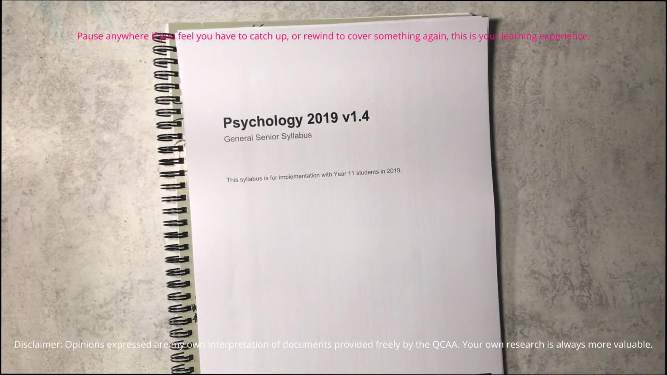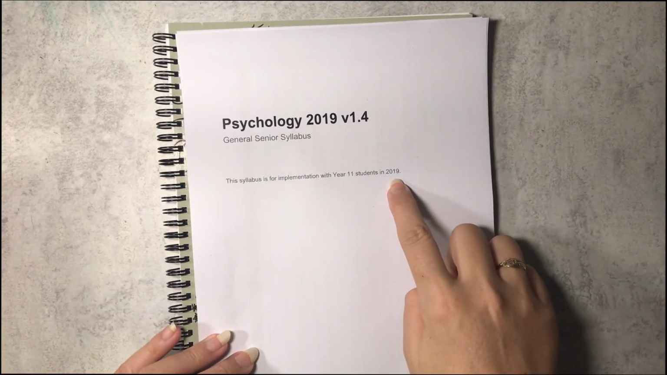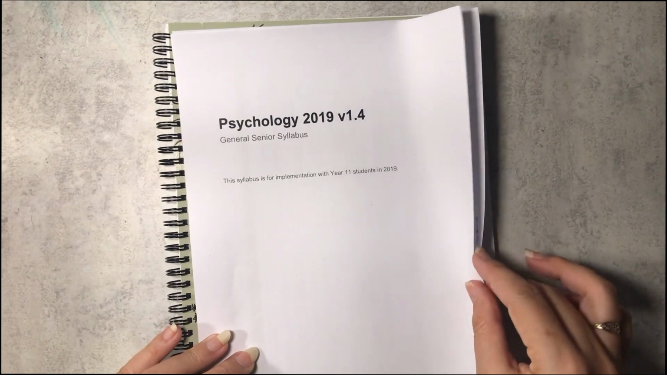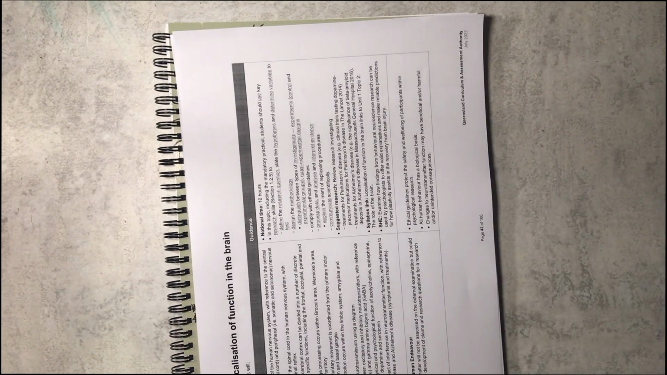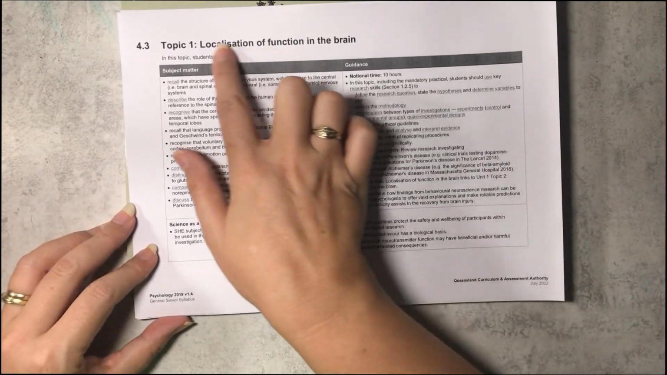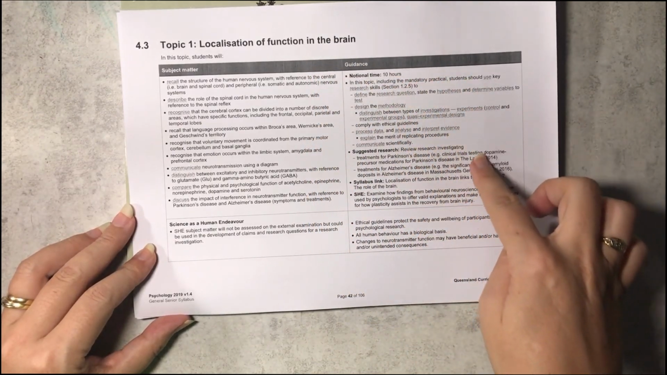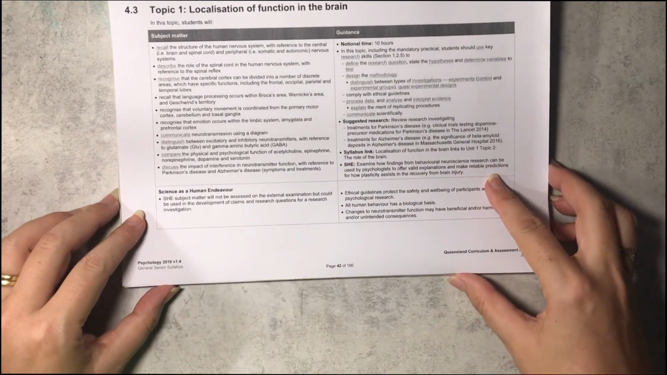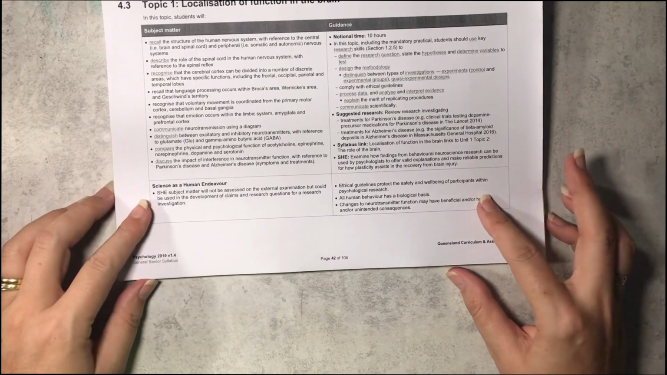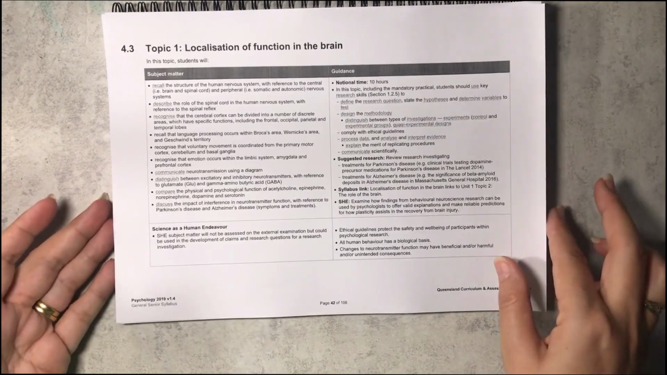Welcome to the first lesson of the first topic for Psychology General Senior Syllabus. Now, this is the old syllabus, which started in 2019, so grade 12s of this year, 2025, will still be following this guideline. For topic 1, localization of function in the brain, this is how the syllabus is laid out. The subject matter is the content that will be examined at the end of the year, with all the other information being guidance for teachers that pertains to the other assessments like the student experiment.